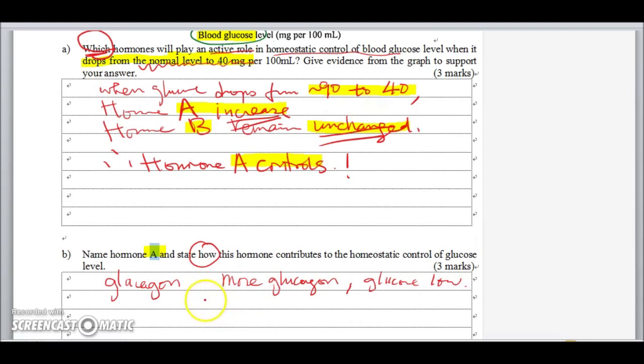Alright, so what is the mechanism? How? So when more is produced, it will stimulate the liver. Remember, stimulate the liver to convert glycogen to glucose, so that more glucose will be released and the glucose can return to a normal level.